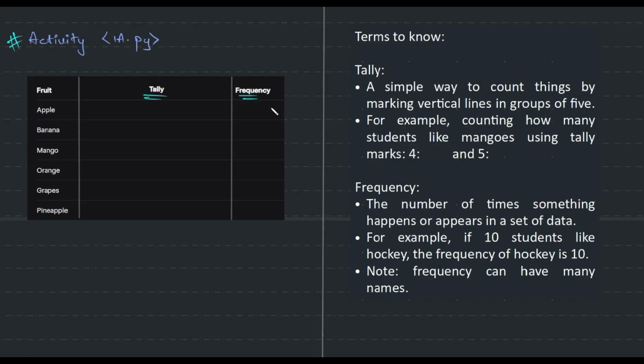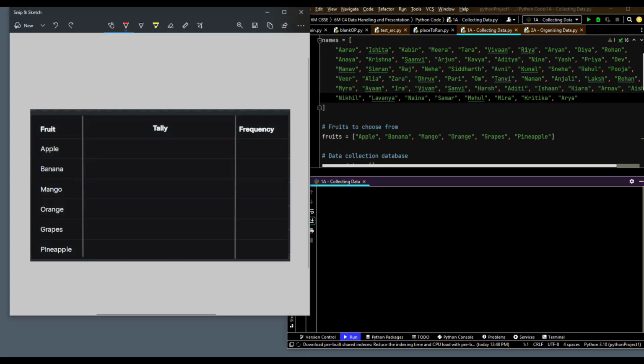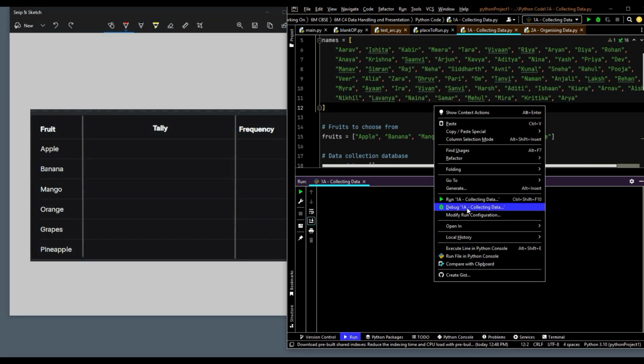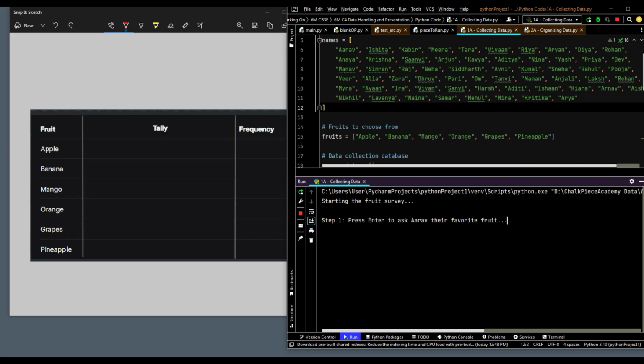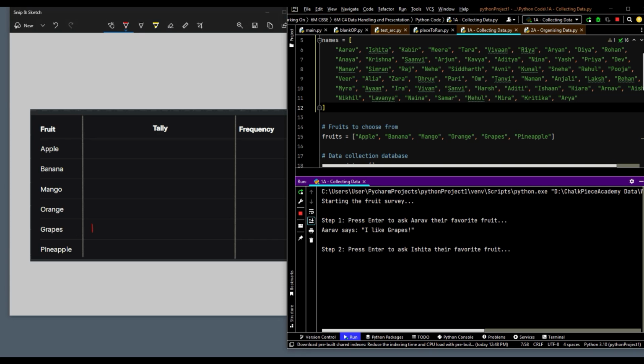I'll explain this with an example. So let's actually conduct the survey. So this will simulate conducting the survey. So basically, let me show that. Now press enter to ask the first person their favorite fruit. So this person likes grapes. Okay. So what I will do is I'll put 1 over here. It's not exactly 1. It's a kind of a stick or a mark.